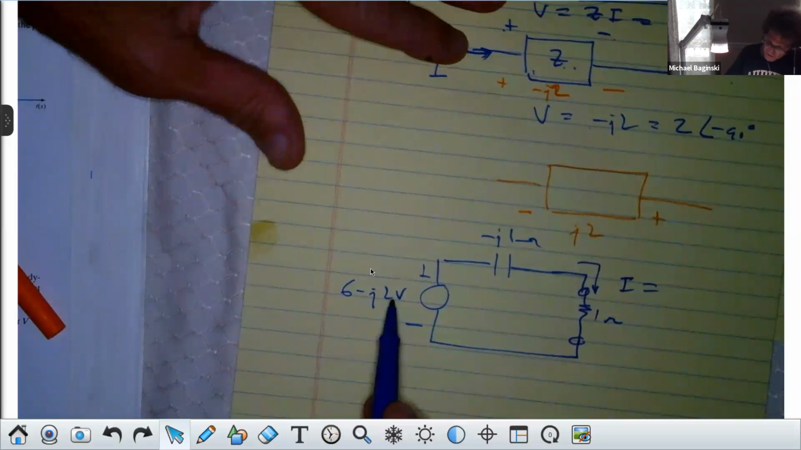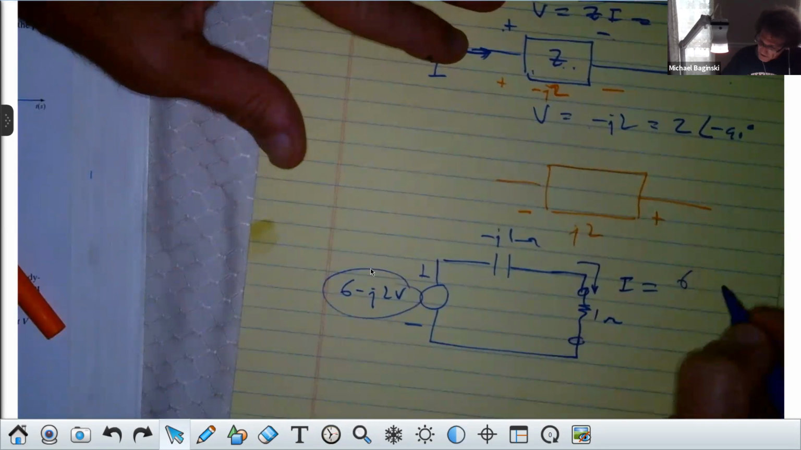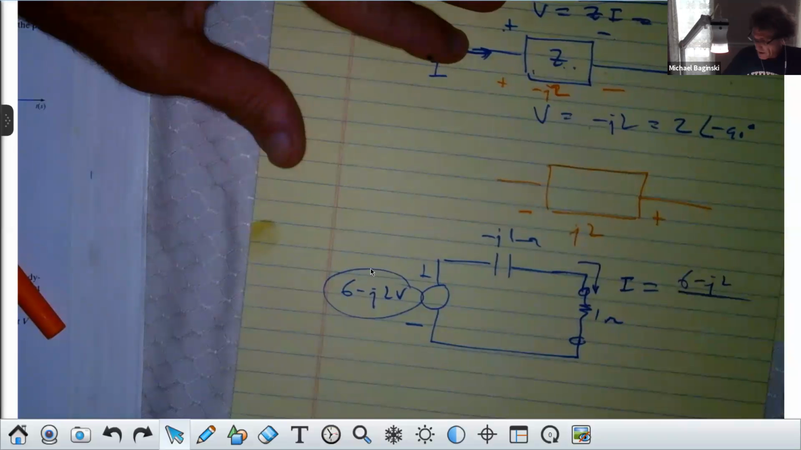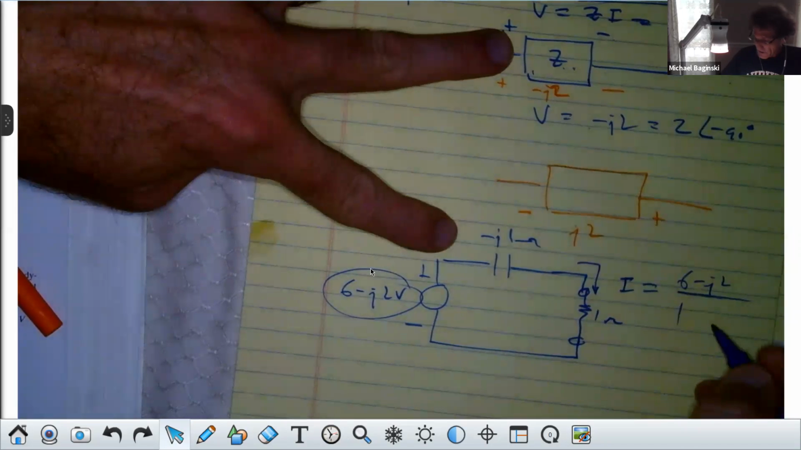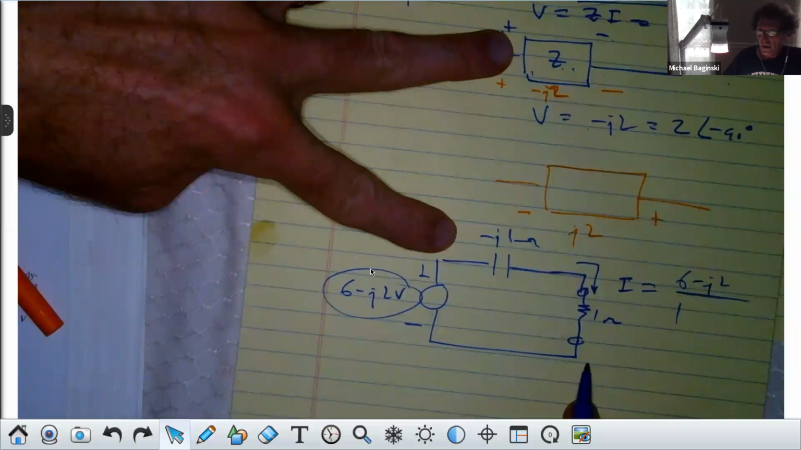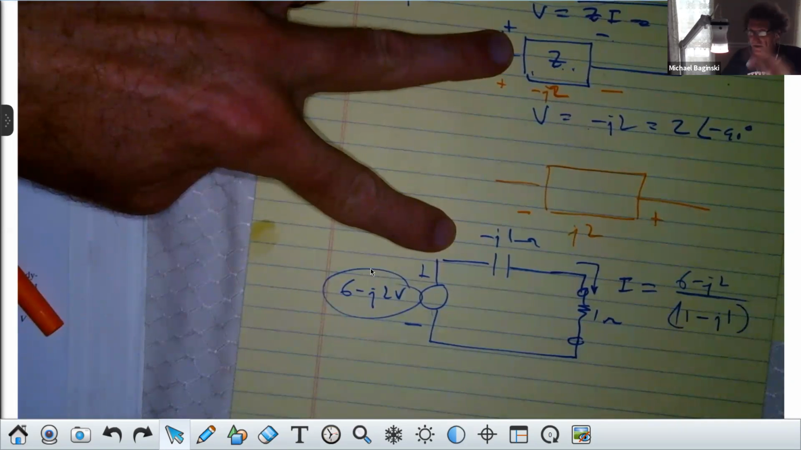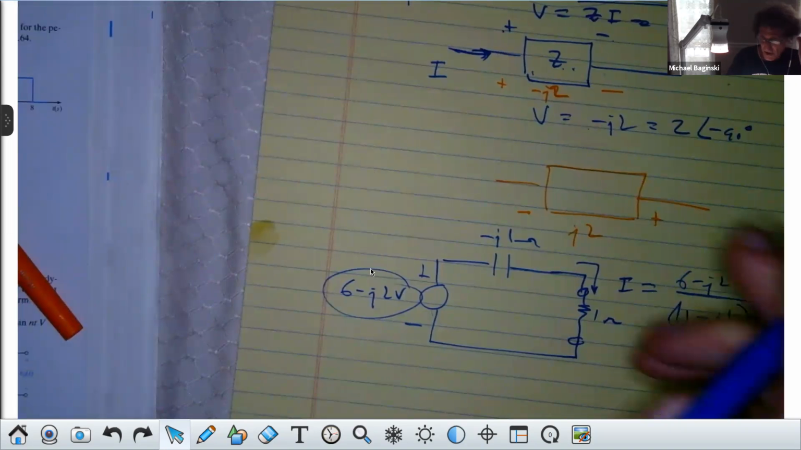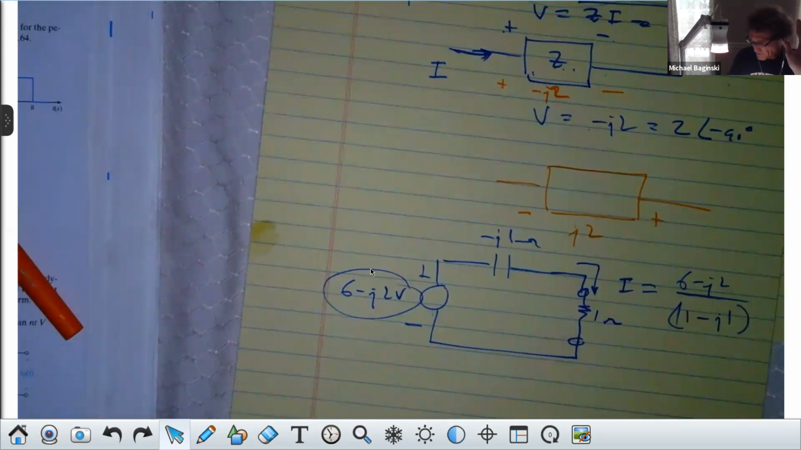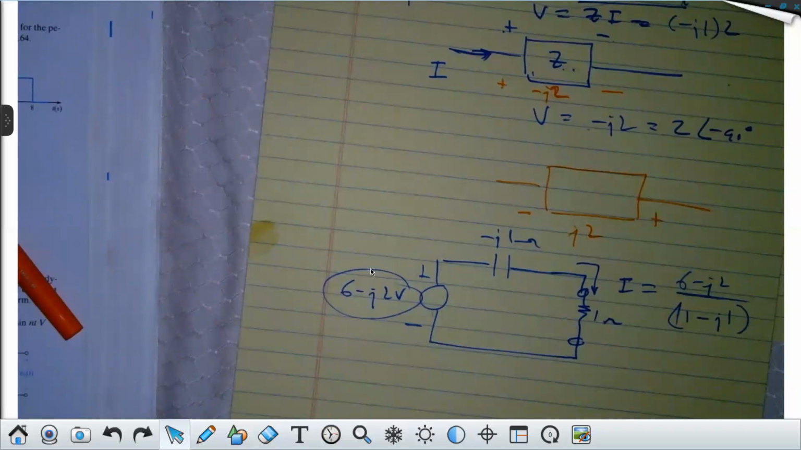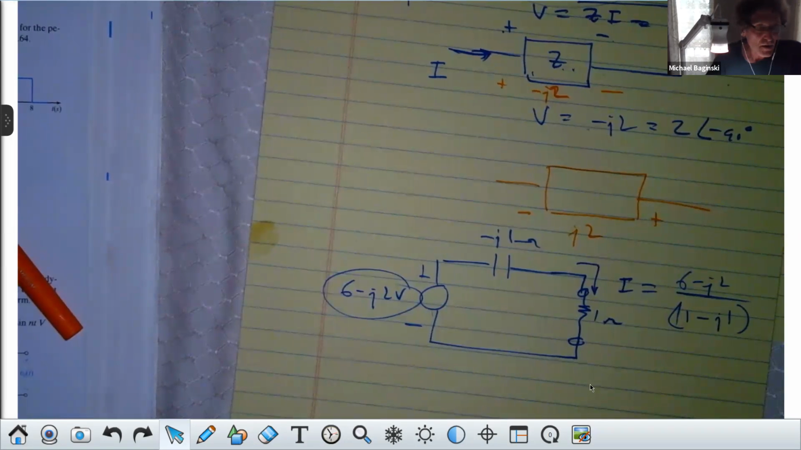It would be the source voltage, minus J2, divided by what? The series impedance, right? And the series impedance is what? 1 minus J1, right? How many see that? Does that make sense to you? Yeah, that's good. I'm going to go ahead and do it just because I want to make sure everybody sees this and gets the right answer.